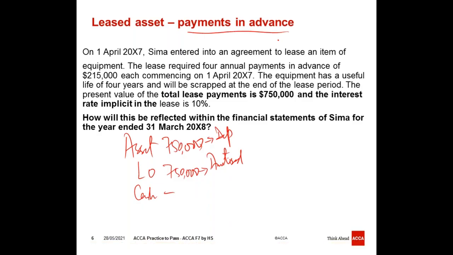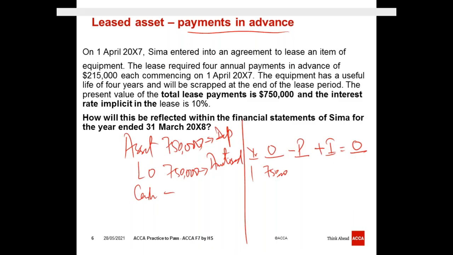Now it says that you need to make the table for the payments in advance case. If the payment was made in advance, then first you need to show the obligation at start, then we have to make the payment first, and then we will charge interest, and there will be the obligation at end. So in year one, the obligation at start is 750,000. The implicit interest rate is 10%. Sorry, first you need to make the payments. The payment for each year is 215,000, and then interest will be charged at 10%.